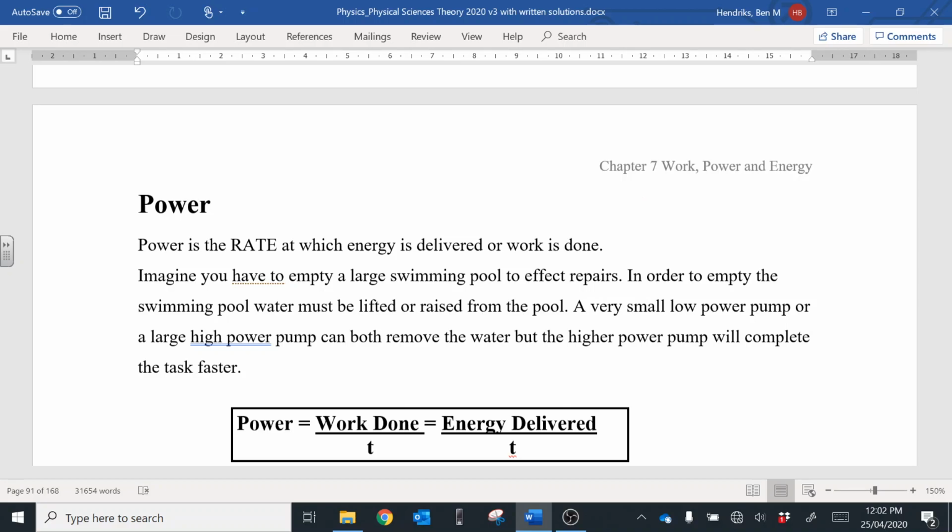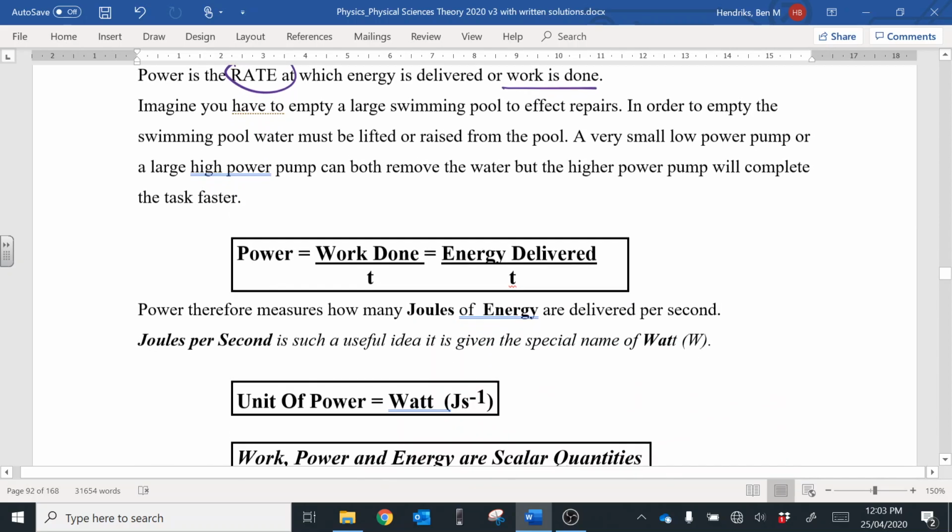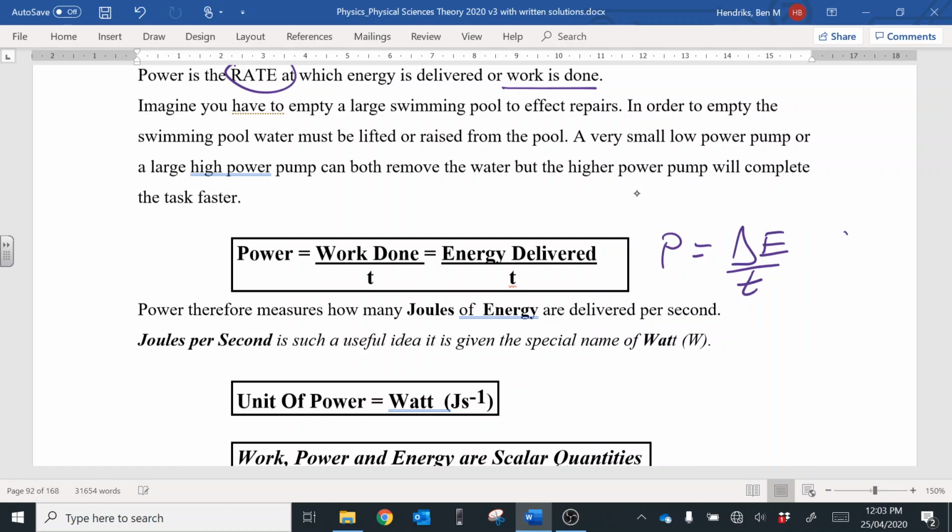Now we will look at power in chapter 7. Power is the rate at which energy is delivered or work is done. In your formula sheet, P, power, is equal to the change in energy over time, where energy is in joules and time is in seconds.